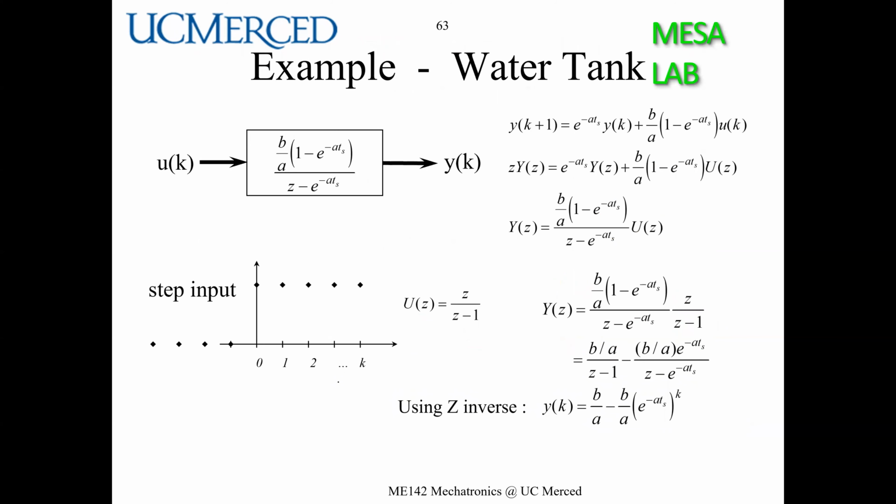So let's go with the system here, okay? So this is my input, this is my output. These follow a difference equation, output and input. Solving this difference equation is not trivial. Let's try to solve it using a Z transform.